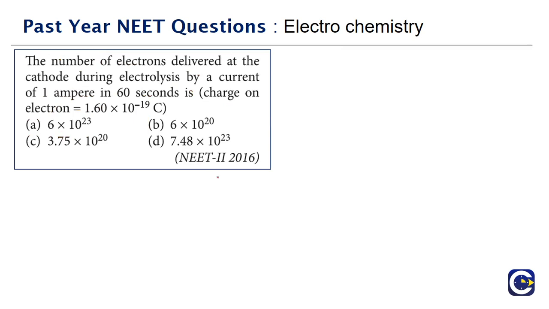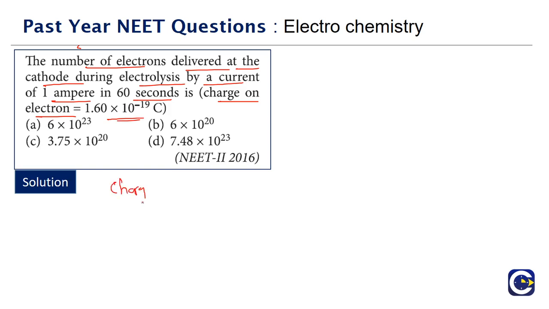Next we have another question based on Faraday's laws of electrolysis. The number of electrons delivered at the cathode during the electrolysis by a current of 1 ampere in 60 seconds is, they are giving us charge on electron, basic charge 1.6 into 10 power minus 19 coulombs. It's a very straightforward question. They are saying there is an electrolysis being performed with a current of 1 ampere in 60 seconds.